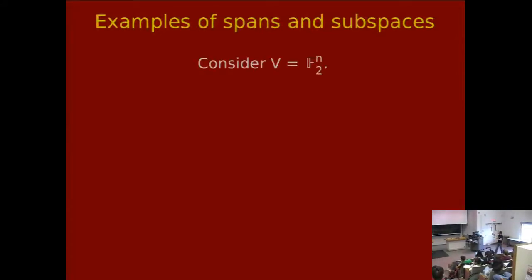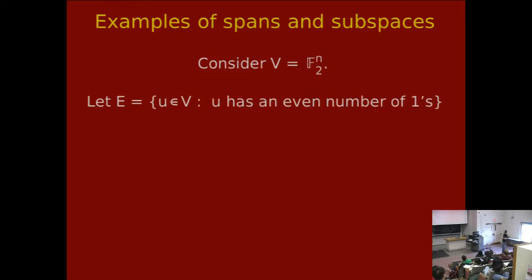Okay, so let's do some examples. Let's consider this vector space. It's like R^n, except it's F2 to the n. So it's all the tuples of n elements from the field 0 and 1. The arithmetic is mod 2.